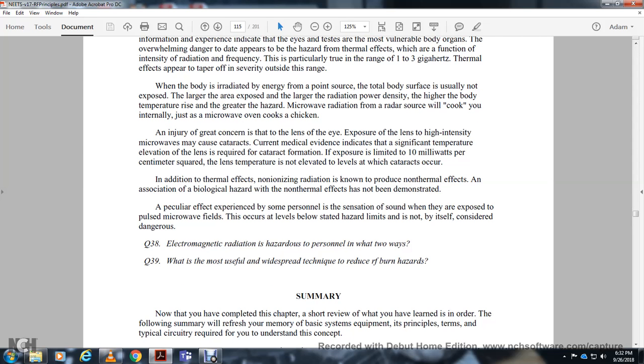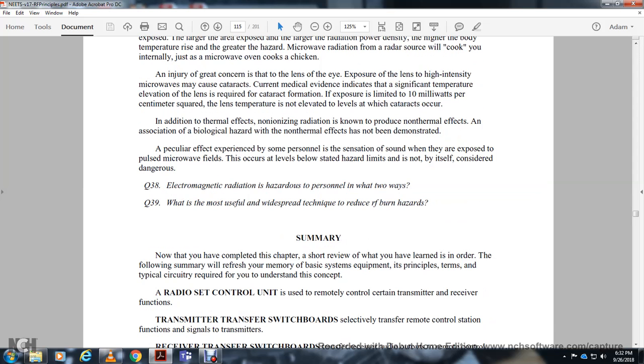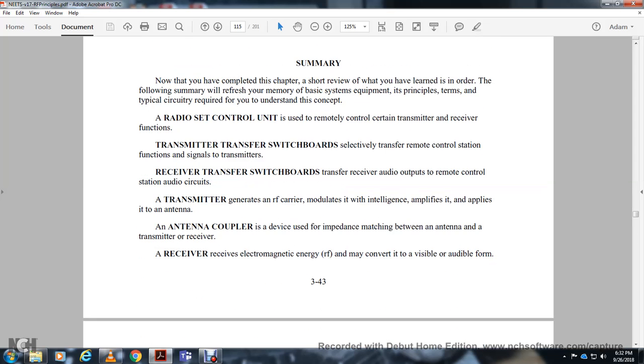A peculiar effect experienced by some persons is a sensation of sound when exposed to a pulsed microwave field. That occurs at levels below the stated hazard limits and is not in itself considered dangerous. All right, chapter 3 summary.